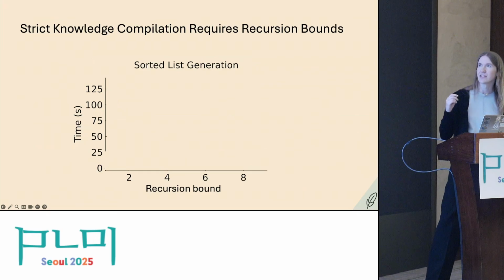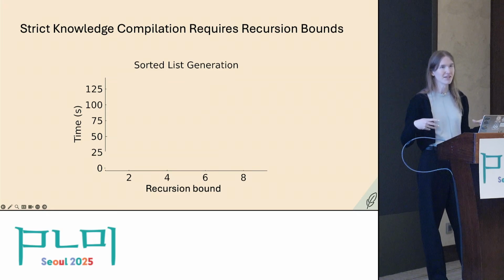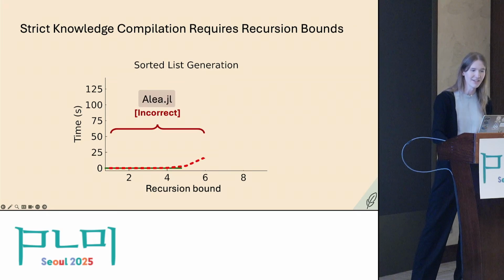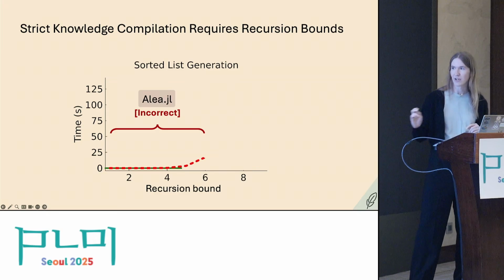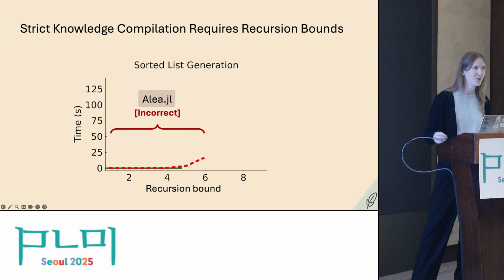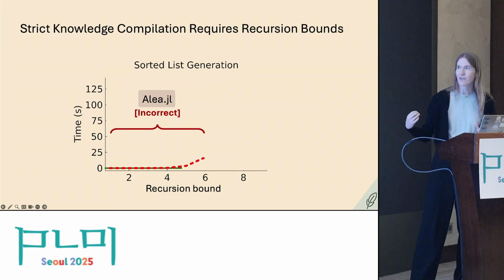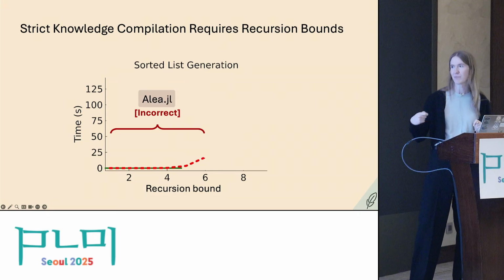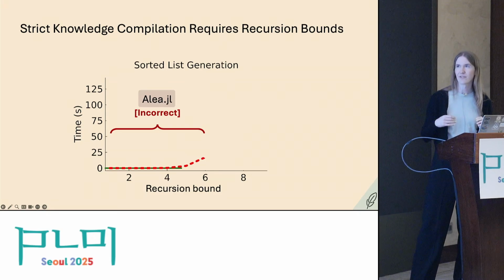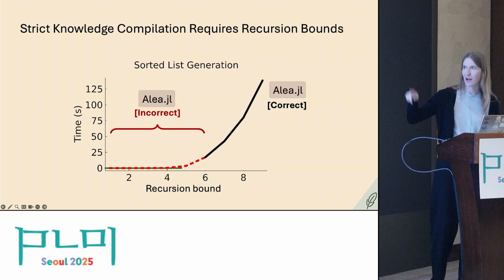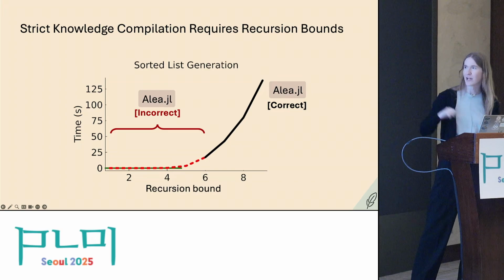Now, additionally, for infinite distributions, on the ones that are infinite, we had to give a recursion bound to Alia. And here's a plot of runtime versus recursion bound. If you set it too low, it'll terminate quickly, but give you a wrong answer. And so we are very careful in our experiments to set a bound that is just high enough to produce the correct answer. But if you set it too high, you're going to end up scaling very poorly with the bound.